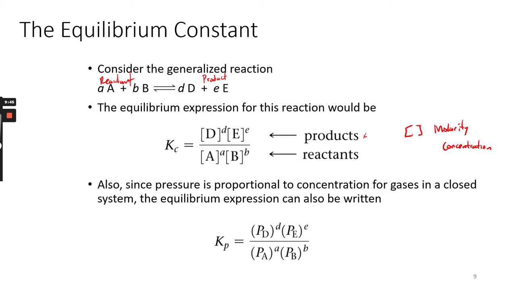But you could also write the equilibrium constant in terms of pressure. So what you would do is take the partial pressure of D raised to its power d, the partial pressure of E raised to its power e, divided by the partial pressure of A raised to little a, the partial pressure of B raised to little b, as long as you have your gases in a closed system, so the gases are not leaking out. This is your equilibrium constant in terms of pressure. So P is for pressure.